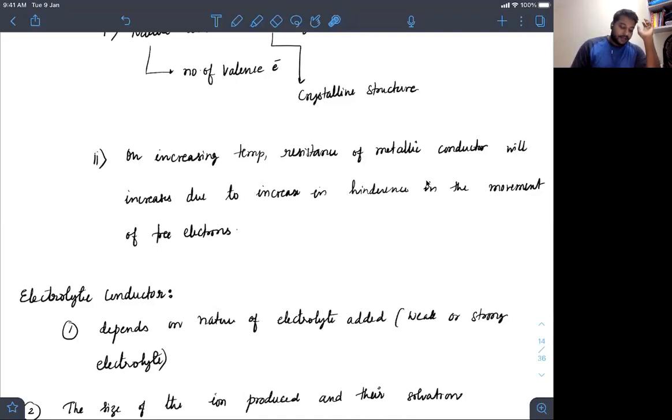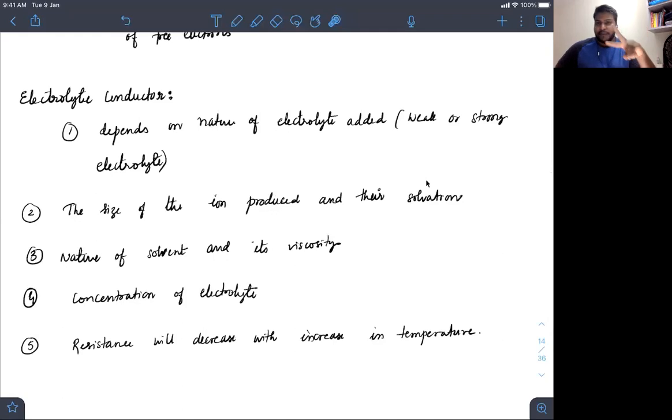Correct? Coming to the electrolytic conductor now. These are the two main pointers you have to focus on. First, electrolytic conductance depends on the nature of the electrolyte added. Is it a strong electrolyte? Is it a weak electrolyte? For example, I took NaCl and added it to water, and that will give ions. But is it going to get 100% dissociated or not? That makes a lot of difference to the number of ions. For example, if I take calcium carbonate, it won't give many ions, so it will not show much conductivity.